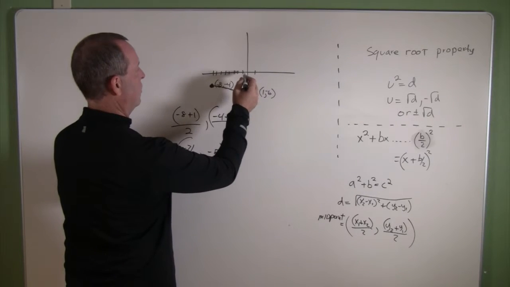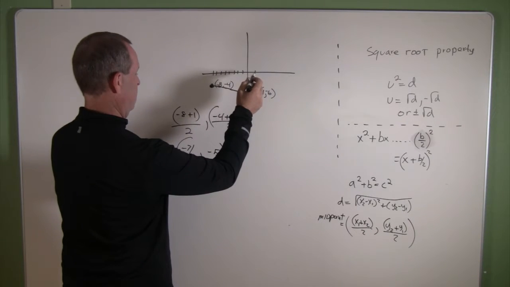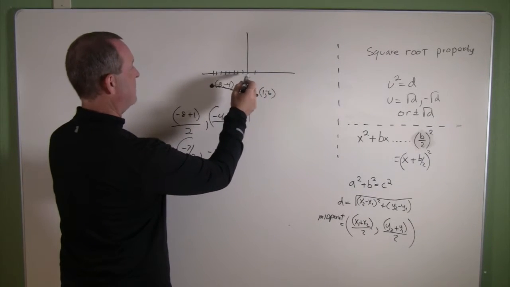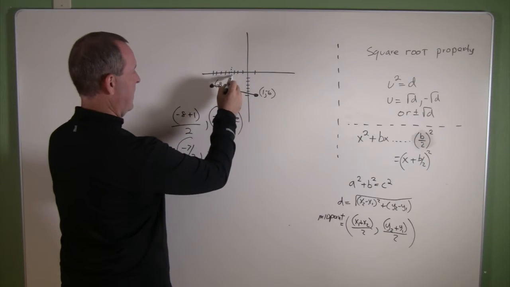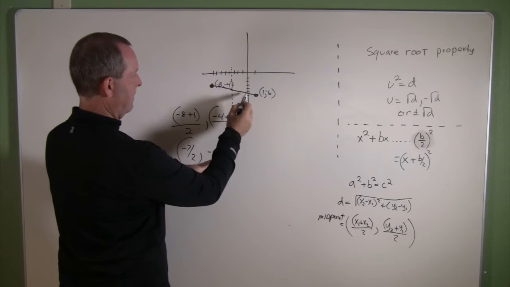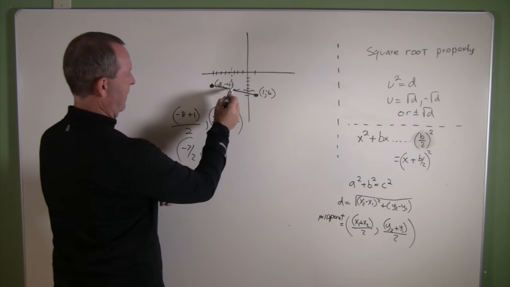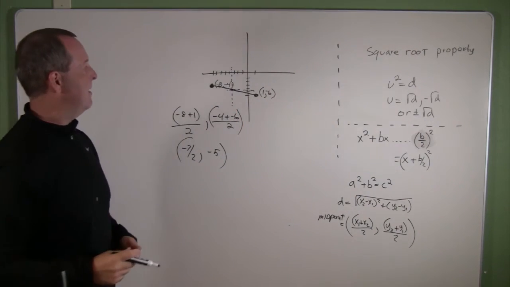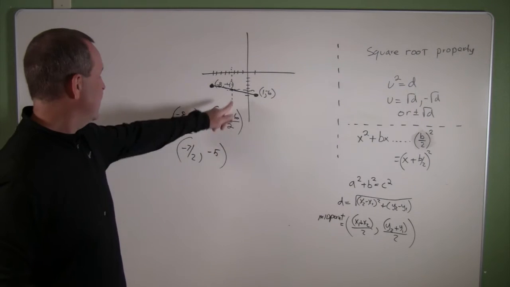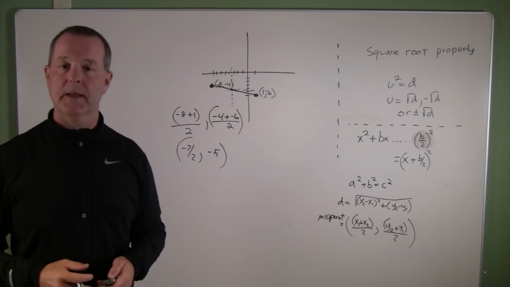And that looks roughly correct. -7/2, that's right between 3 and 4, correct? 1, 2, 3. So right there. And between 5 and 6, so 1, 2, 3, 4, right there. And that looks like the midpoint between those 2 points, which has the address of (-7/2, -5).